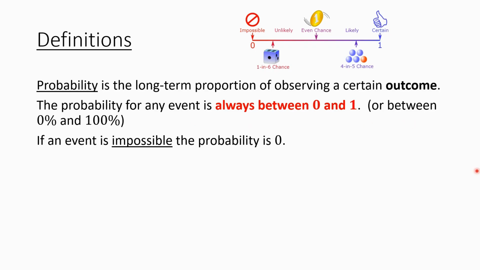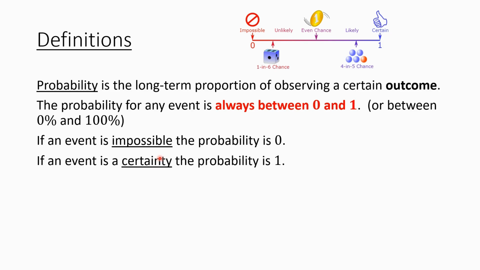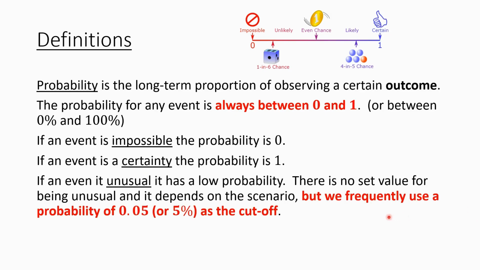A probability of 0 or 0% means the event is impossible. It simply cannot happen. Conversely, a probability of 1 or 100% means an event is certain. It must occur. We'll also frequently discuss the concept of unusual events throughout this class, as identifying unusual occurrences is fundamental to research and statistics. However, there is no universally fixed threshold for what qualifies as unusual. It depends on the context.